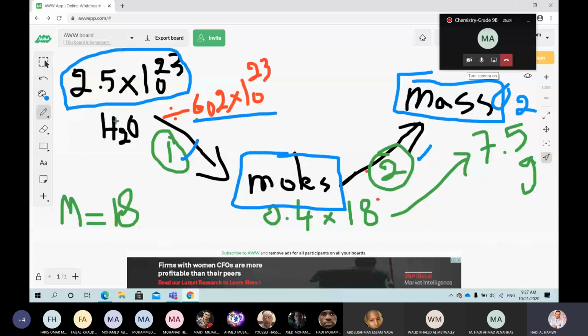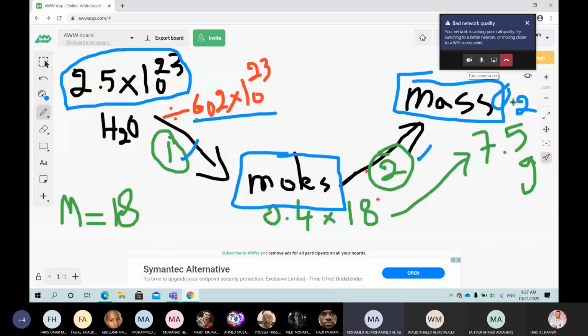I think I know the answer. What is the answer? 15 grams. How did you find it? Because oxygen has 2 atoms, so I multiplied 7.5 times 2. No, here oxygen is O only, not O2. So the answer is 7.5. If it's hydrogen, for example, it would be 15.